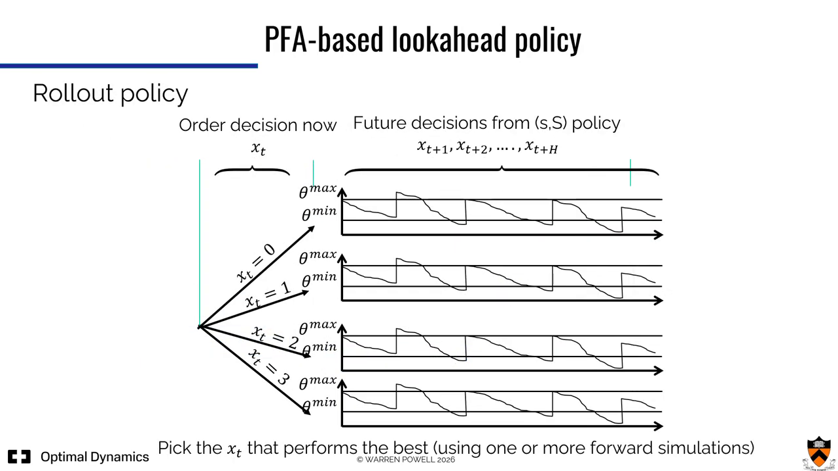Now, my x sub t is a scalar, so I can loop over all possible values, 0, 1, 2, 3. Later, we're going to consider more complex problems, but for now, I can just loop over all the x's. And for each x, I have to simulate it using a fixed value of theta. Now what I've got is a basic stochastic search problem, and I can do derivative-based or derivative-free. Now my forward simulation, I am going to get a random observation, so I'll have to deal with the noise, and we'll come back to this later.